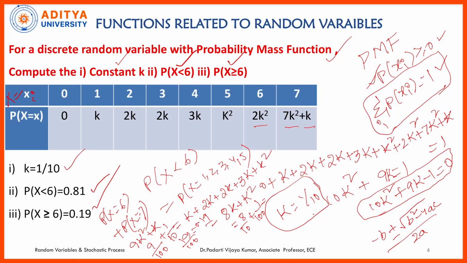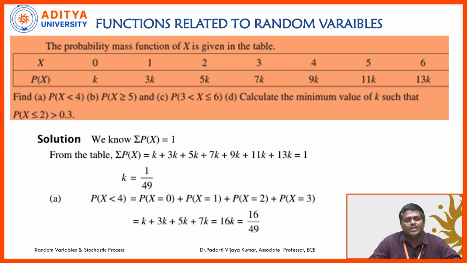So this is how we can compute the unknown values of k, and also we can compute the probability for the given probability mass function with the help of the properties. The properties are p of xi greater than or equal to 0, and the summation of all probabilities defined on the random variable x is equal to 1. Let us solve one more problem related to the same concept.